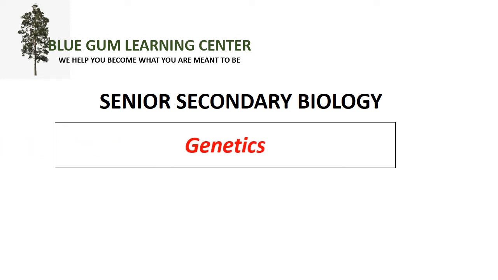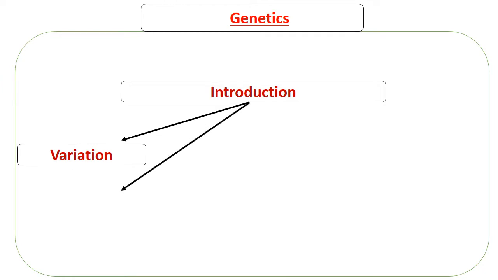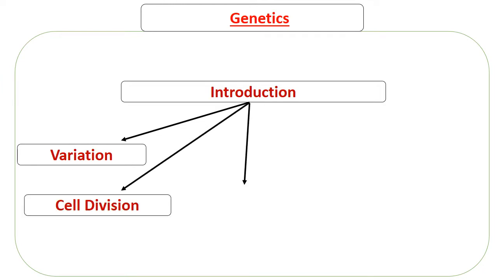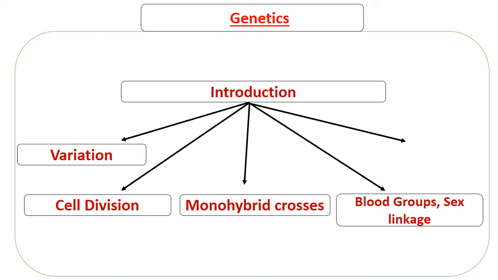So in this video we're going to continue with genetics. So far we have looked at introduction, we looked at variation. In this video we're going to take a look at cell division. Then in the next video we'll look at monohybrid crosses. Then we'll end up finishing with blood group, sex linkage and mutation.